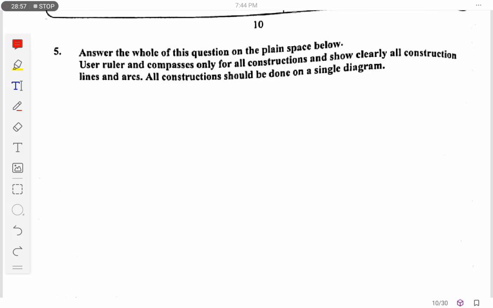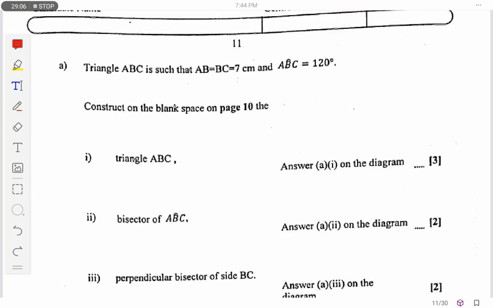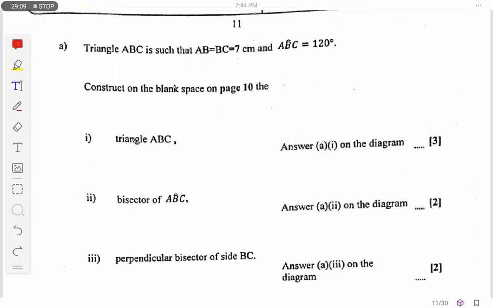This question we are going to do construction. Okay, so let's do our construction. The first question is saying construct triangle ABC. So we are constructing a triangle there, and we are given the dimensions that AB and BC are going to be equal to each other, and they are going to be 7 centimeters. And then there's an angle ABC, which is going to be 120.